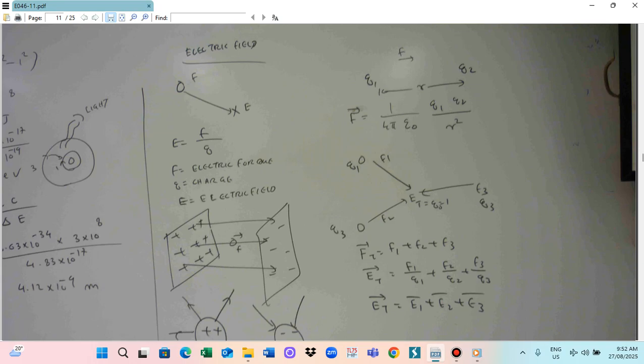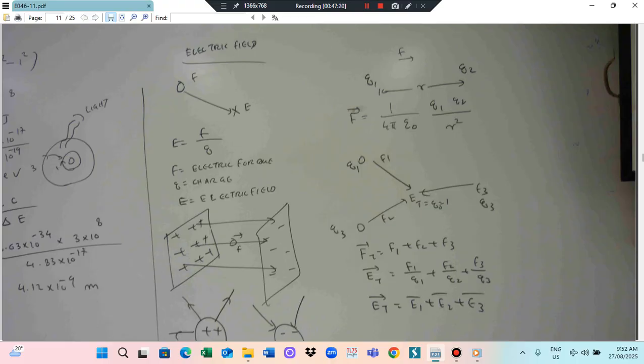Or there's E total, which is equal to the summation of the vector sum of the electric fields E1 plus E2 plus E3. So this is the vector sum of all the electric fields, which can be used to calculate the electric field at a particular place, the influence of the sum of the electric fields. The next one is the flux of the electric field.